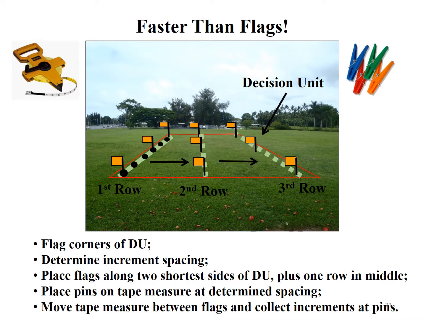We have found that using long measuring tapes is very useful for expediting collection of increments at the designated increment spacing in a decision unit. This reduces the number of flags needing to be placed at measured intervals in the DU. We use wire flags just to mark the DU corners and then opposite sides of the DU where increment rows will be placed. A long measuring tape with colored clips placed at the designated increment spacing is stretched between the flags in a row to identify where each increment will be collected.